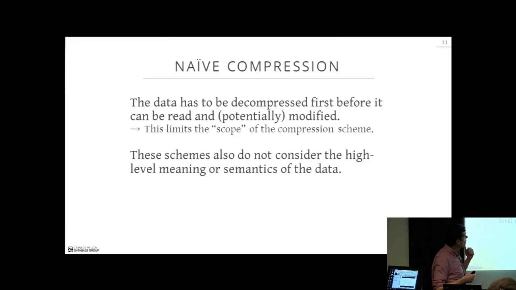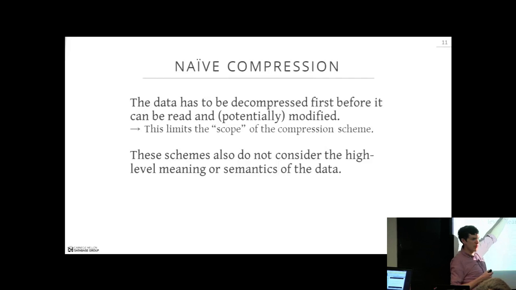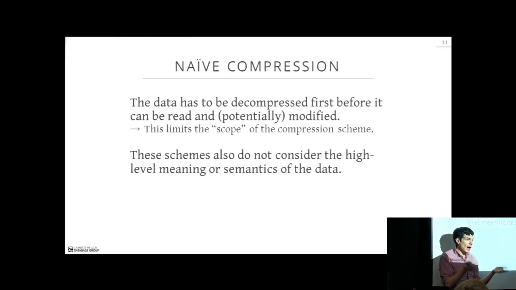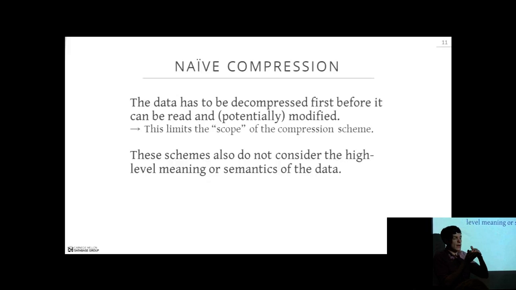So the problem with this is that it's going to limit the scope of the compression scheme. What I mean by that is, we can only compress a single page or a single block of data. That means we may not be getting the best compression ratio, because the number of unique values or repeated values within a single page might be kind of low. Whereas, let's say we compress the entire table, then surely we're going to have more repeated values, and we get an even better compression ratio.